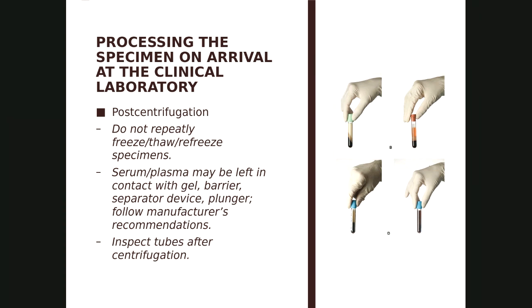Serum and plasma may be left in contact with a gel barrier, separator device, or plunger. Inspect tubes after centrifugation, making sure that we note any changes to the color of the serum or plasma, as shown here in Figure B. This specimen was centrifuged properly, but there is slight hemolysis.